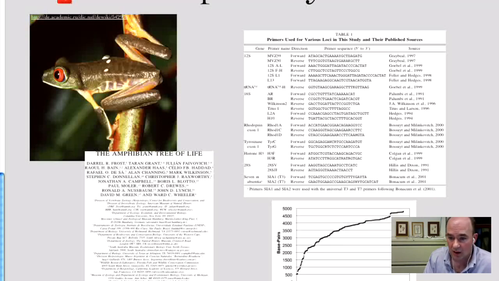There were a large number of molecular loci: mitochondrial transfer RNAs, mitochondrial large ribosomal subunit, protein coding genes like rhodopsin, tyrosinase, histones, 28S, seven in absentia, a large collection. This is a fairly typical sort of data set that you would see nowadays for a fairly comprehensive analysis. Hundreds of taxa, 10 loci or more, in this case up to 5,000 nucleotides in these 10 loci, and hopefully you see some morphological characters also. The broader the taxon, it gets more difficult, but in this case there were some morphological features.